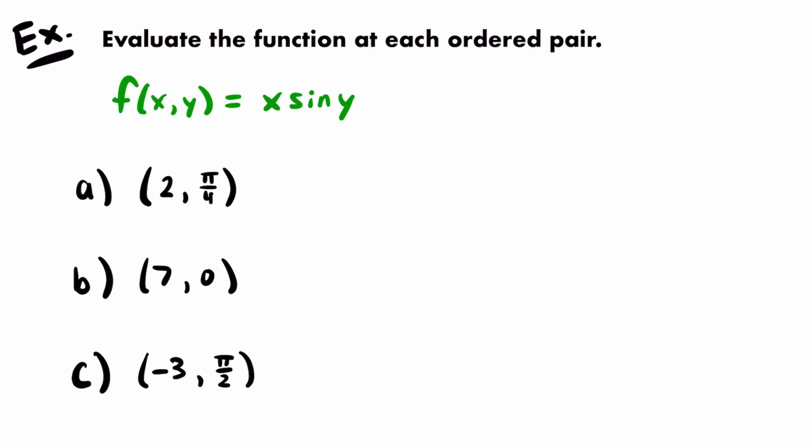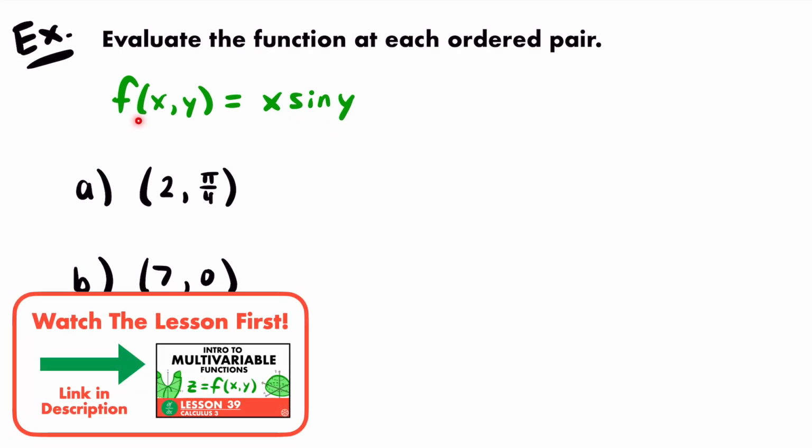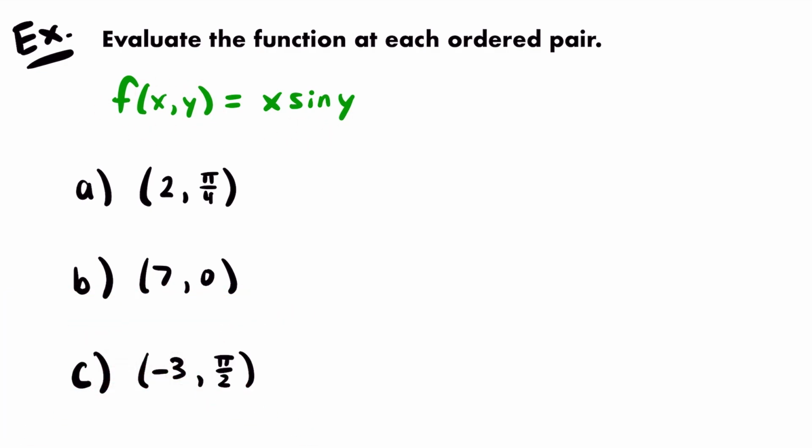Specifically for this problem, we want to evaluate the function at each ordered pair, and our multivariable function is f of x, y is equal to x times sine y, okay? And so this multivariable function is a function of two independent variables, that being x and y. And so to evaluate this function or get an output value, we will have to plug in both an x value and a y value. And so that's what we are given with these ordered pairs.